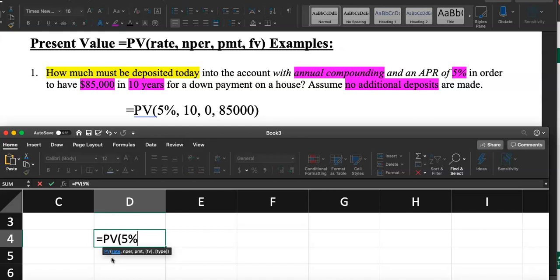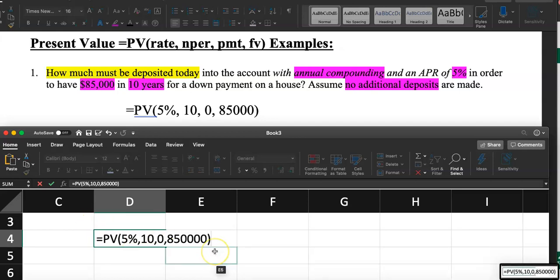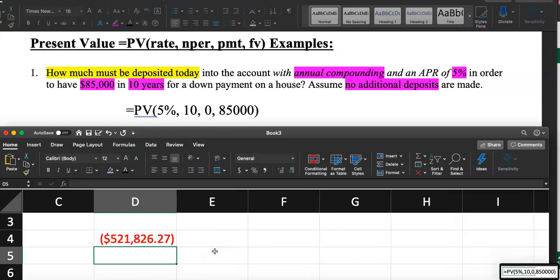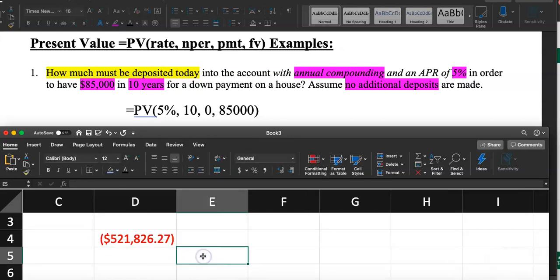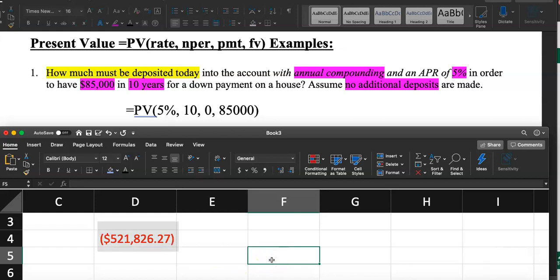The rate is 5%, comma, N per is 10, comma, PMT, the payment amount is 0, and the future value is 85,000. And be careful when you're entering these numbers. If you miss a 0 or 2, that's going to give you a wrong answer. So 85,000, and we don't have to worry about type. So close the parenthesis and hit enter. Now, before I hit enter, let me go ahead and take a screenshot of that. And then I will hit enter. Now, here is the answer. We got it. And I'll also take a screenshot of that so that I can include it.